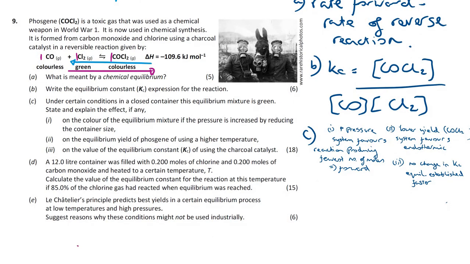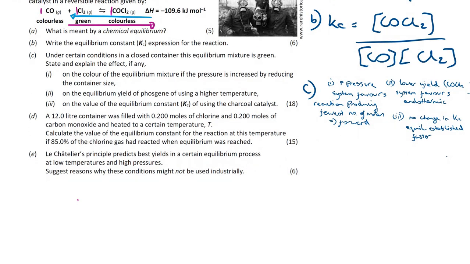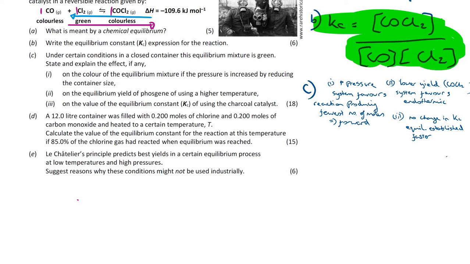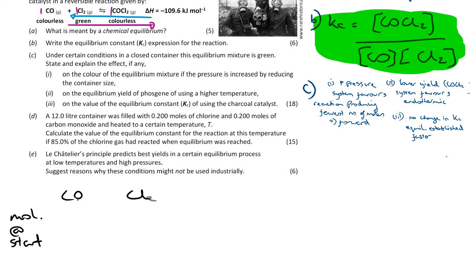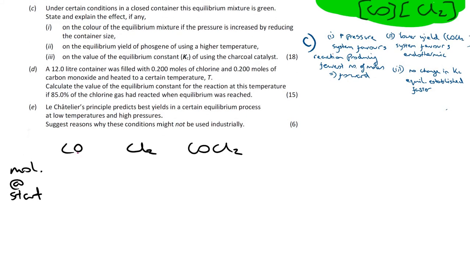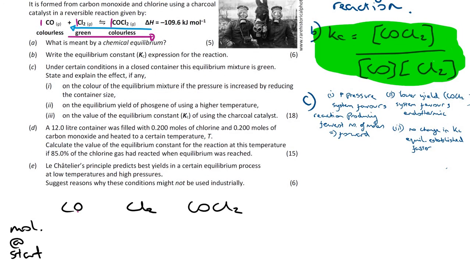I'm just going to go through this down here, and we will keep an eye on our equilibrium expression when answering this question. So I'm going to go through in detail how to answer this. We're going to draw up a table, and we're going to start with the moles at start, looking at our reactants, which is carbon monoxide, chlorine, and phosgene. The number of moles at the start is 0.2 moles of chlorine and 0.2 moles of carbon monoxide. There's 0 moles of phosgene at the start, before they've reacted.